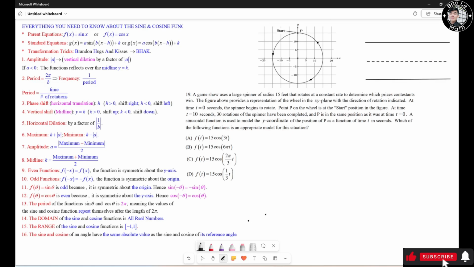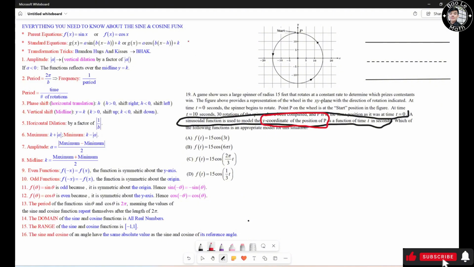Now let's take a look at the next example, example number 19. Alright, example number 19 is similar to example number 18. The only thing different right here is the period and the information right here. A sinusoidal function is used to model the y-coordinate, right? In example number 18, it's the s-coordinate of the position P, right?